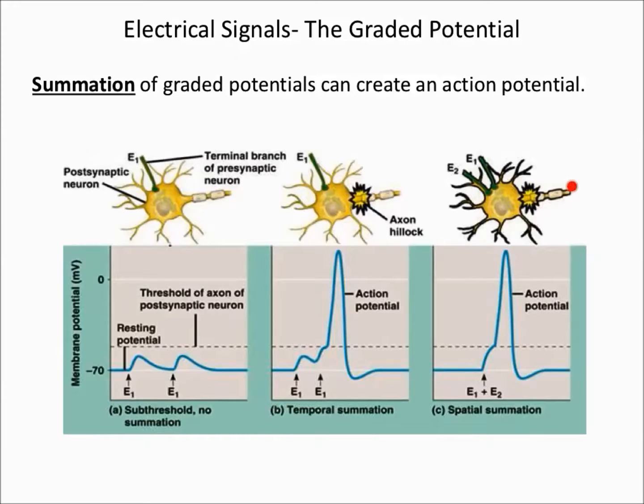In the next illustration and graph, you see that now there are two presynaptic neurons, E1 and E2. When E1 and E2 are sending their action potentials, they are added upon one another to create a larger stimulus, and this time that larger stimulus reaches threshold, again creating an action potential. This type of summation is called spatial summation.